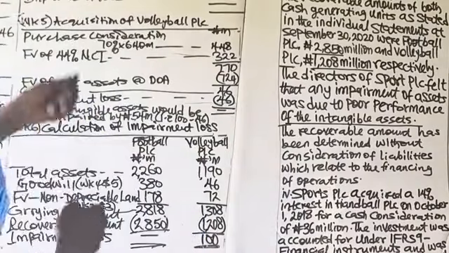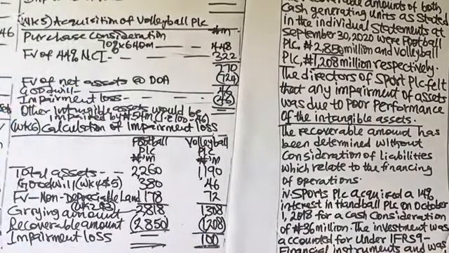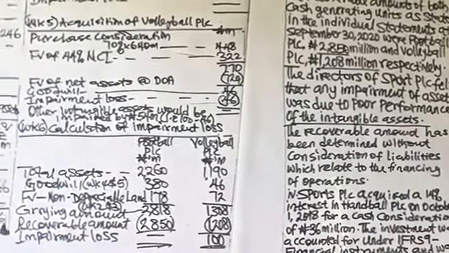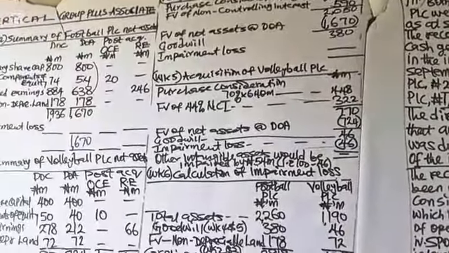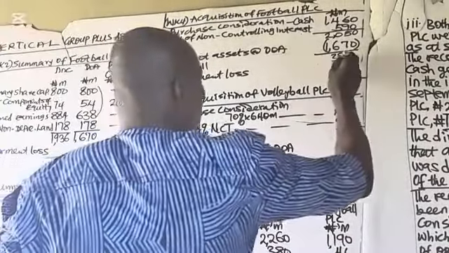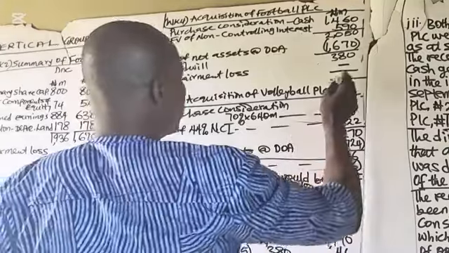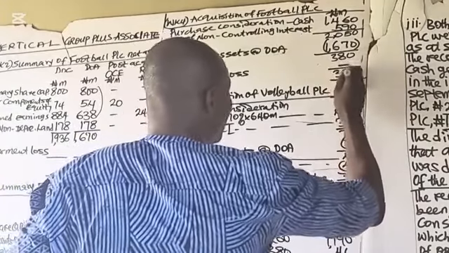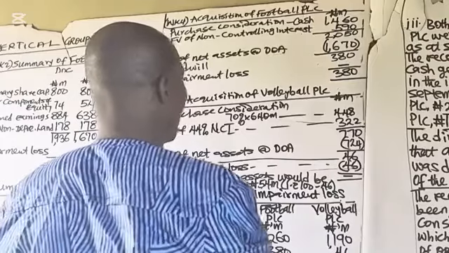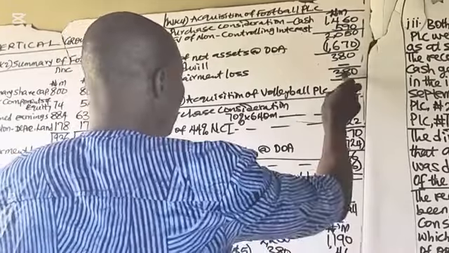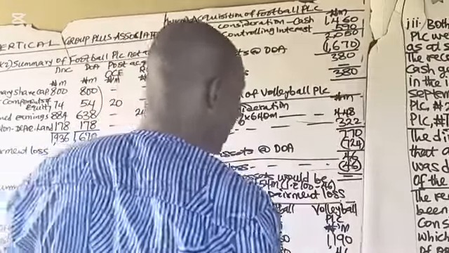Goodwill in football was not impaired. Since there is no impairment loss attributable to football, since football was not impaired, the goodwill on acquisition of football will not be impaired. So the impairment loss of football will be nil. If that is nil, the goodwill that will be consolidated in respect of football will amount to 380 million naira. Now let's go to the consolidated statement of financial position in order to include the 380 million naira there.